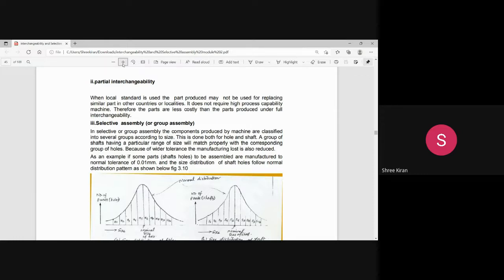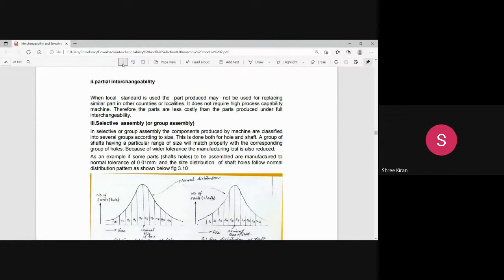This is what happens in the case of partial interchangeability, where local standards are used to produce parts which may be used for replacing a similar part in other countries or localities, and it does not require a high process capability machine. Therefore the parts are less costly than the parts produced under full interchangeability. So this is what happens in the case of full and partial interchangeability.